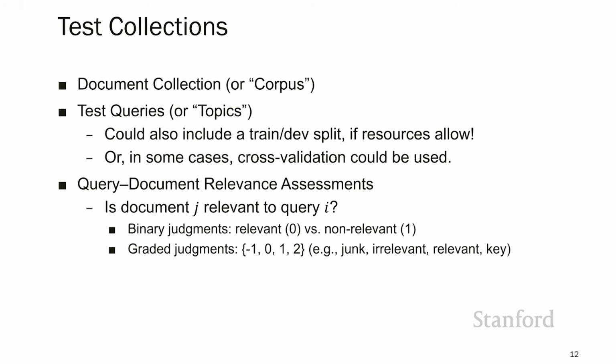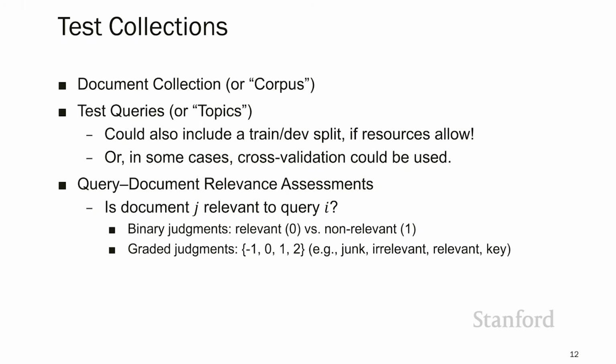The key component of a test collection is the relevance assessments. These are basically human-annotated labels for each query that enumerate for us whether specific documents are relevant or not to that query. These query-document assessments can either be binary or they could take on a more fine-grained, graded nature. An example of that is grading a query-document pair as -1, 0, 1, or 2, with meanings of, hey, this is a junk document, -1.